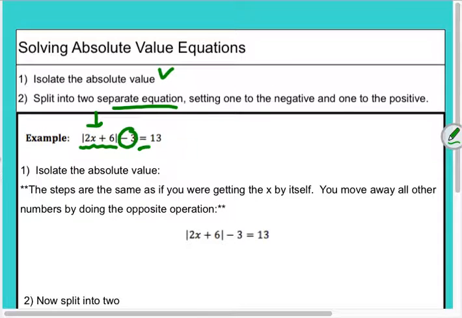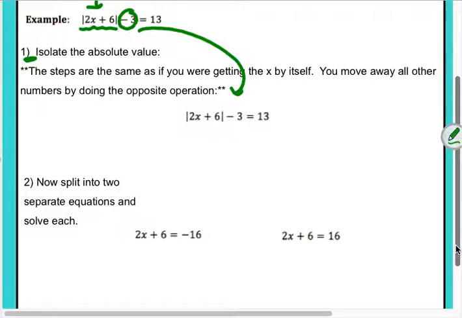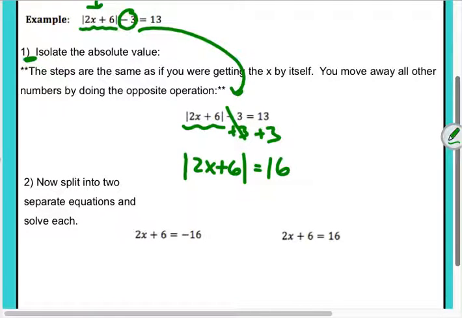So bringing this down right here, it says step 1, isolate the absolute value. It's kind of like getting x by itself, but now we're getting the absolute value by itself. So right here, like I said, we got to get this by itself before we can actually set it up in the two equations. So we're going to add 3 to both sides because it's not in the absolute value. So absolute value of 2x plus 6 equals, in this case, 16.